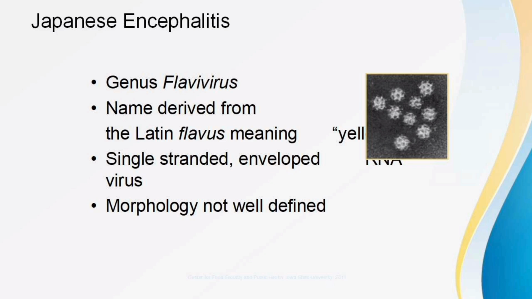The Japanese encephalitis virus belongs to the genus Flavivirus in the family Flaviviridae, related to St. Louis encephalitis virus or Murray Valley virus and West Nile virus. The name of the family is derived from the Latin flavus, meaning yellow, which refers to the yellow fever virus, also a member of this family. The Japanese encephalitis virus is an enveloped single-stranded RNA virus. Currently, the morphology of this virus is not well defined.